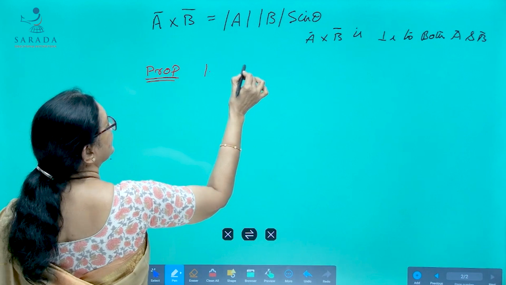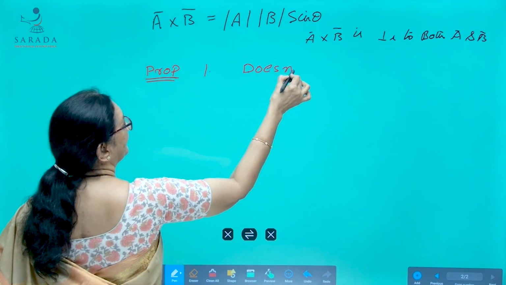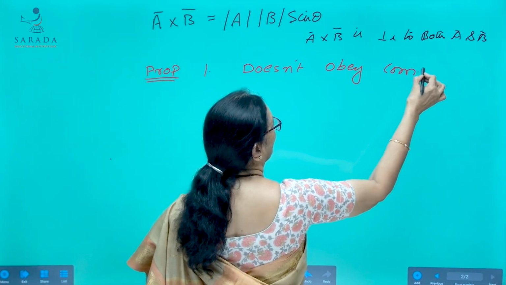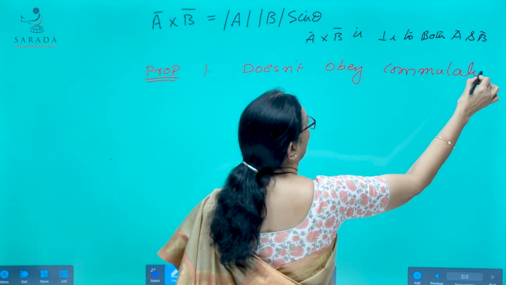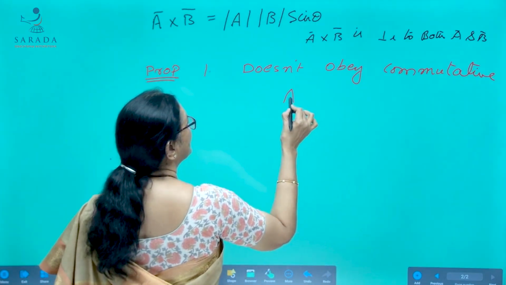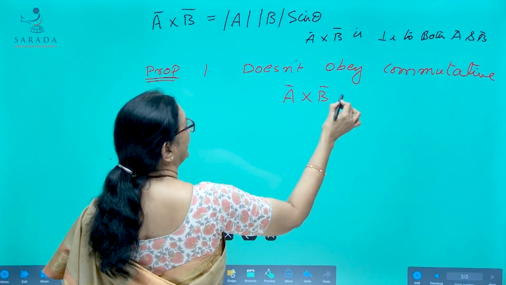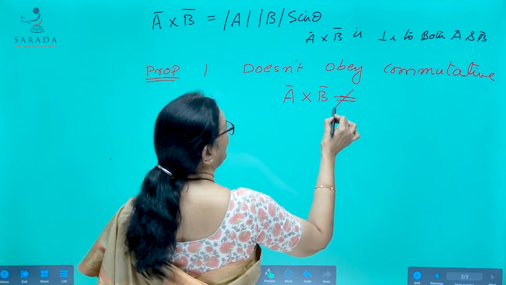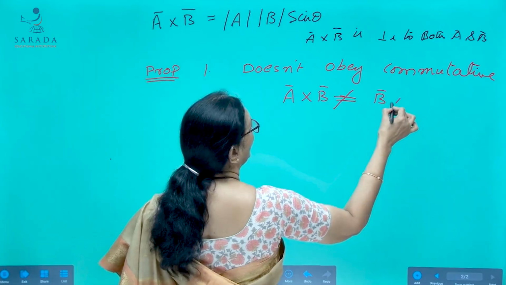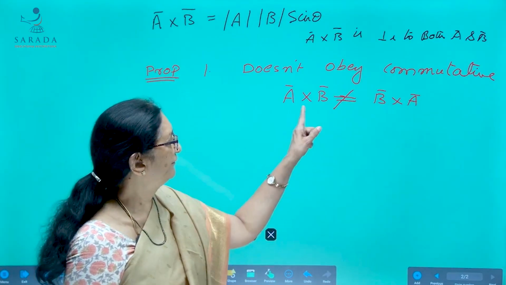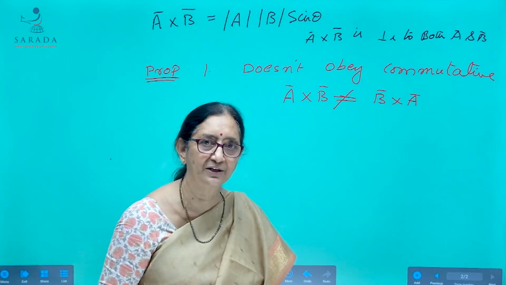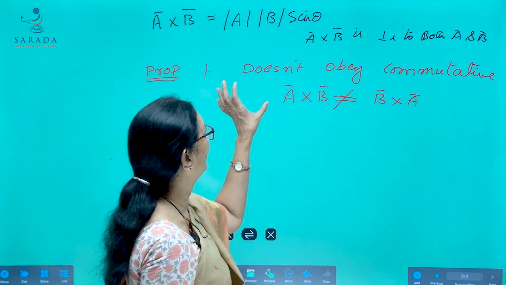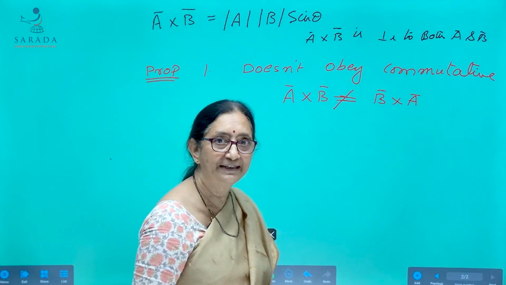commutative law. That means if you change the order of multiplication, then the answer also changes. A bar cross B bar is not equal to B bar cross A bar. If you change the order of multiplication, the result also changes in the case of the cross product. Hence, we say it doesn't obey the commutative law.